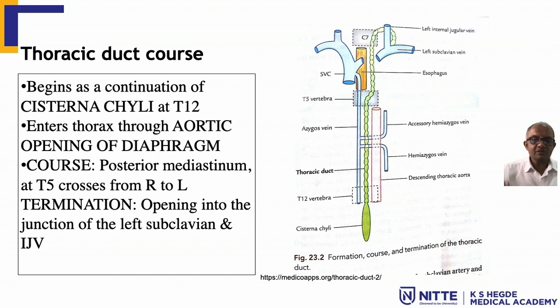Just to say the course of the thoracic duct again, it begins as a continuation of cisterna chyli, which is a dilated sac at the lower end of the thoracic duct inside the abdomen at the level of T12 vertebra. It enters the thorax through the aortic opening in the diaphragm. It courses through the posterior mediastinum. It crosses at T5 from right to left side. Termination: it opens finally into the junction of left subclavian and left internal jugular vein, which is called the left venous angle.